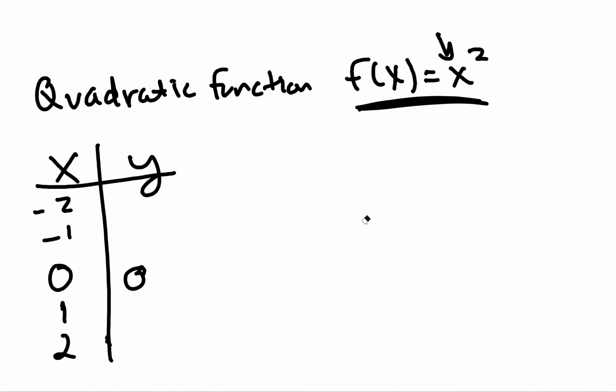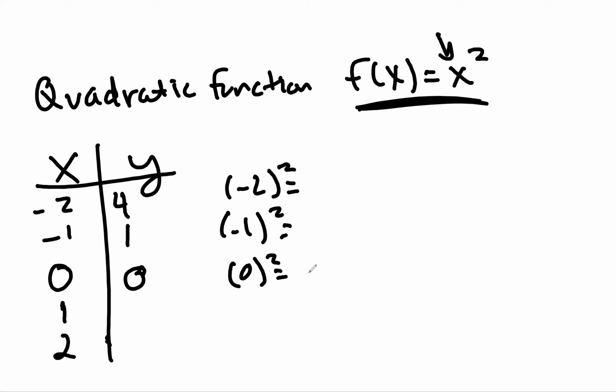So I'm going to take -2 and square it. What do I get when I square -2? +4. Then I'm going to take -1 and square it. What do I get when I square -1? Well, +1. If I didn't remember that the vertex was 0, I could square 0 and of course get 0. Then I'm going to take +1 and square it and get +1. And then I'm going to take +2 and square it and get +4.